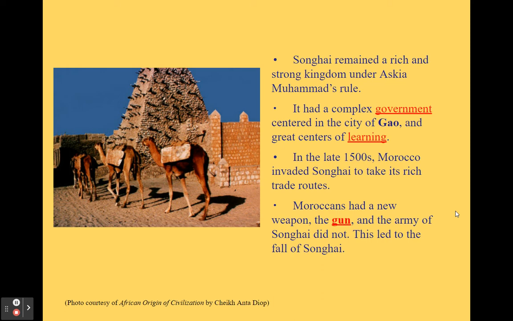In the late 1500s, Morocco invaded Songhai to take its rich trade routes, and the Moroccans were able to be very successful because they had a brand new weapon, the gun. All right. Songhai did not have guns. Morocco did. I think it's safe to say Morocco won and the Songhai Empire falls apart. So every one of these empires has fallen apart because of invasion. They're growing due to trade routes, they are falling due to invasion.